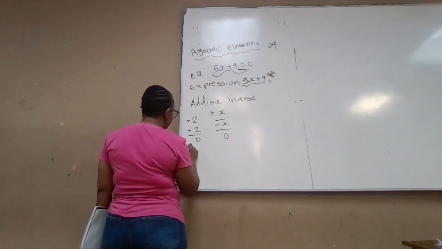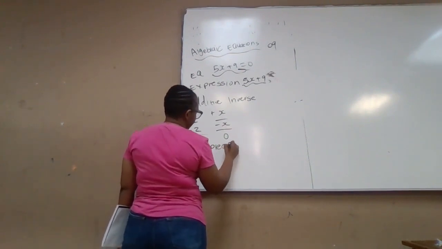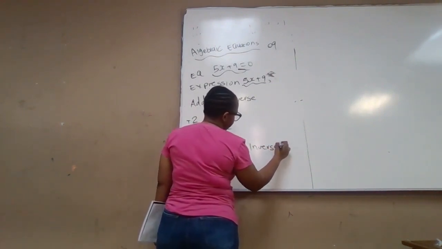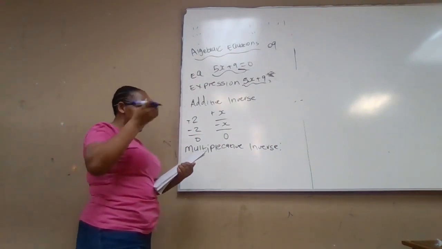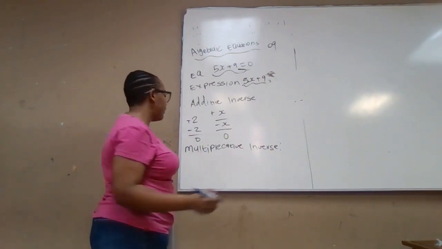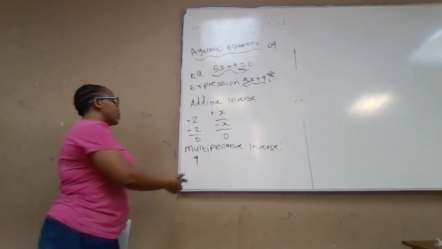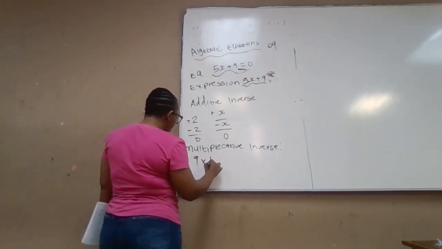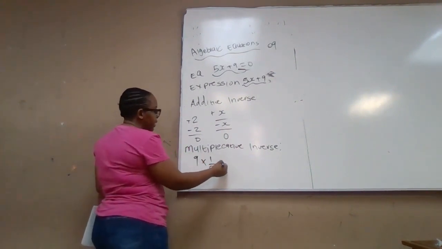Now, we also have multiplicative inverses. Any number multiplied by its multiplicative inverse will equal 1. For instance, if you have the number 9, and I ask, what is the multiplicative inverse of 9? It becomes 1 over 9. When you multiply 9 times 1 over 9, you get 1.